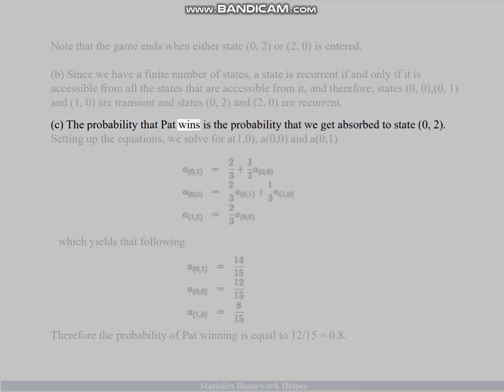C. The probability that Pat wins is the probability that we get absorbed to state (0,2). Setting up the equations, we solve for a(1,0), a(0,0), and a(0,1), which yields the following. Therefore, the probability of Pat winning is equal to 12 divided by 15, which is equal to 0.8.